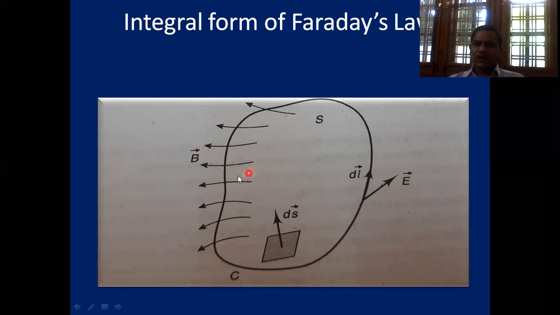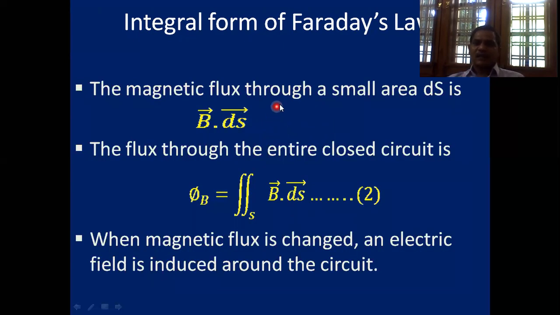Here what we are doing is changing the magnetic flux linked with this closed surface, by moving the bar magnet towards the closed circuit, or by moving the bar magnet away from the closed circuit, right? In either process, we are changing the magnetic flux which is enclosed within this closed loop, right?